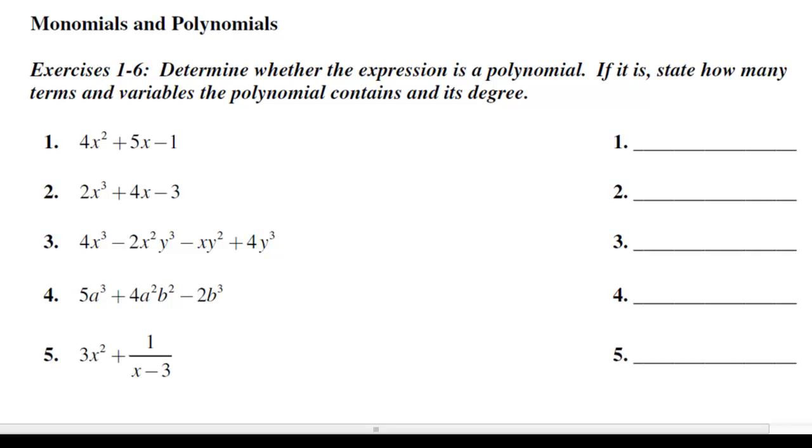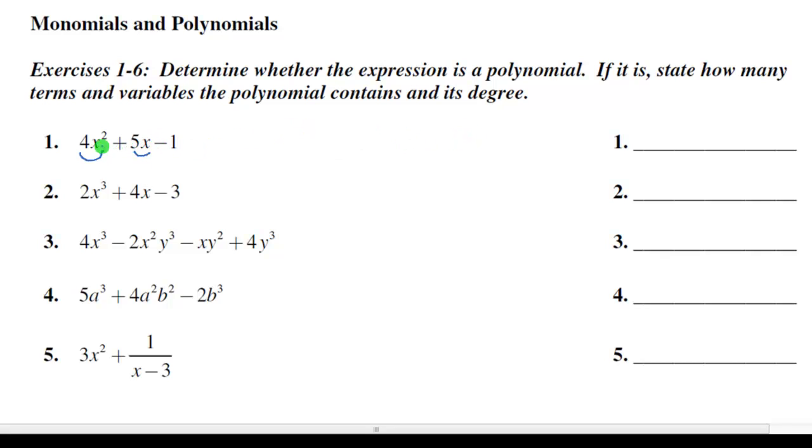Determine whether the expression is a polynomial. If it is, state how many terms and variables the polynomial contains and its degree. Okay, so is this a polynomial? Yes, it is. And we have three terms. 4x squared is a term, 5x is a term, and then this -1 is another term. And you can tell where the terms are because they're usually separated with pluses, additions and subtractions.